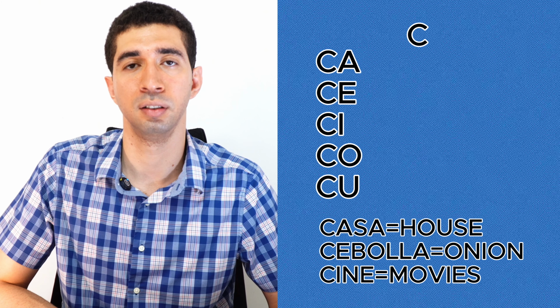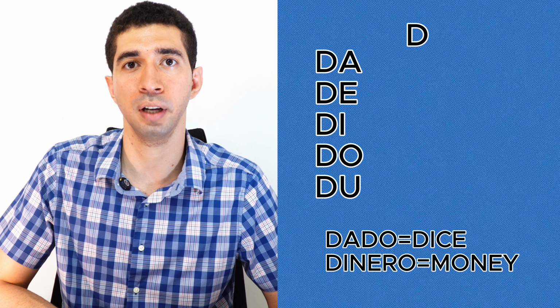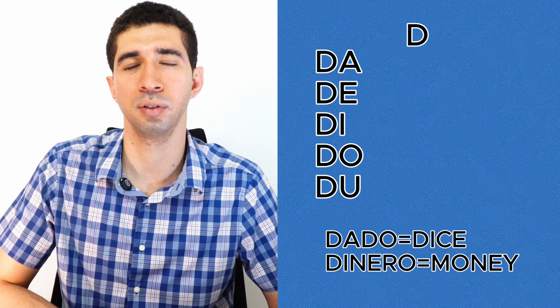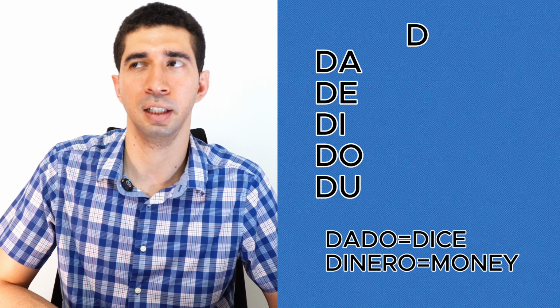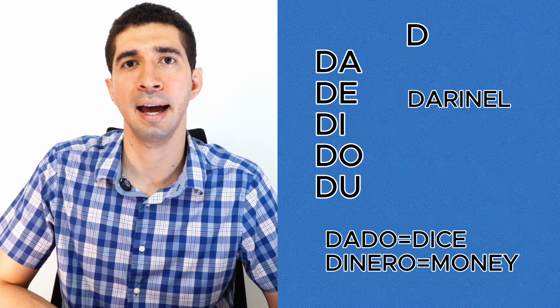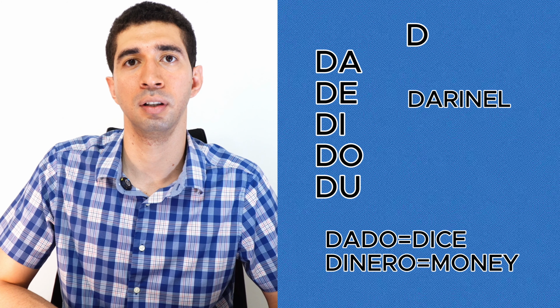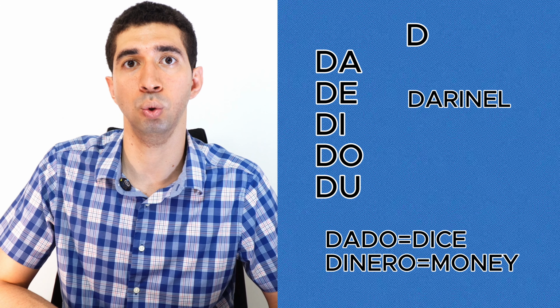Let's go with the letter D. Da, de, di, do, du. In English, you guys tend to pronounce it like the D in different. In Spanish, that would be a soft D, like da, really soft. For example, my name is Darinel, so that is pronounced Darinel, da. Okay, let's see some examples. Dado and dinero. Let's pronounce it again so you can pronounce it, okay? Da, de, di, do, du.